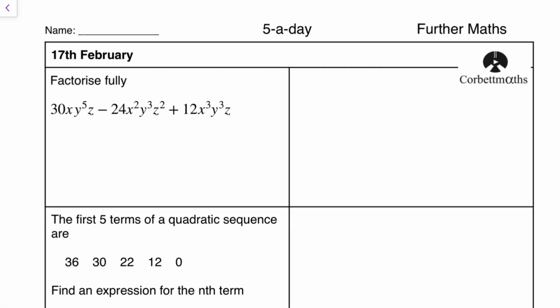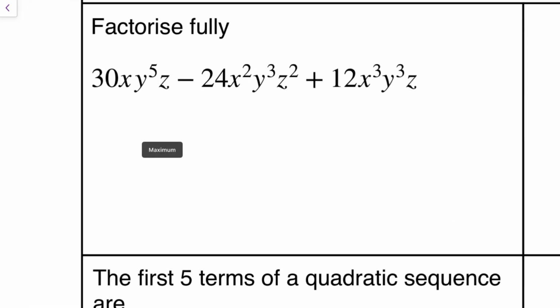Okay, so we have a factorise fully. The word fully often implies that you need to do at least a couple of steps. So let's have a look at what we've got here. We've got some x's, some y's, some z's, and some numbers. Now if I zoom in a bit, it's going to make this a little bit easier.